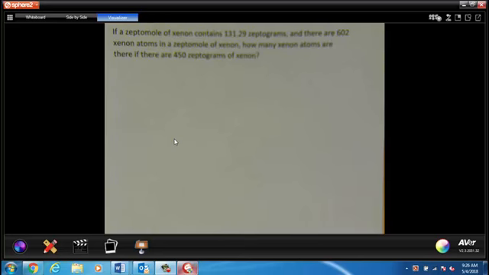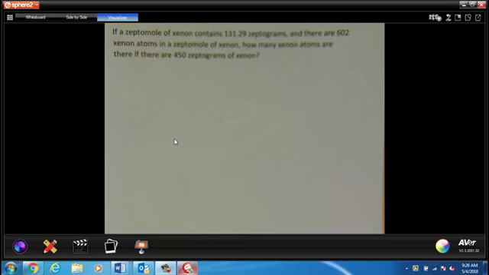Hello everyone. Today we are going to go through the answer to this kind of involved question. There's a lot of big numbers and big words here. So I'm going to start by reading through this and then we'll figure out a way to solve it.